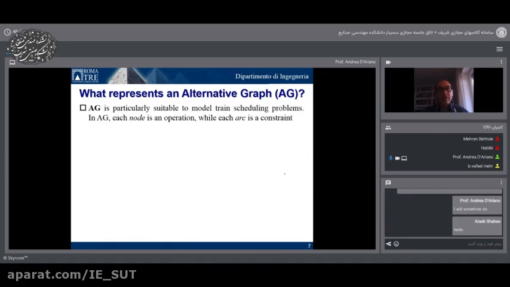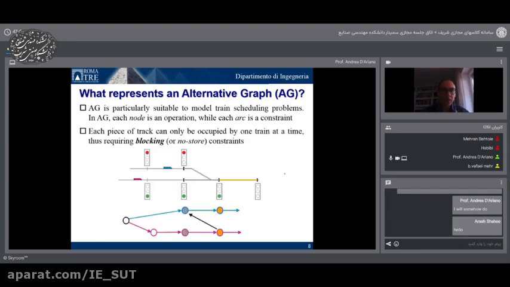Why an alternative graph for representing this particular job shop scheduling problem? We will see. Basically, the alternative graph helps you to model some special constraints of the problem. In general, in the alternative graph, each node is an operation. Each arc is a constraint. So it's very simple. If you have many constraints, each constraint is an arc. If you have a set of operations, each operation corresponds to a node.